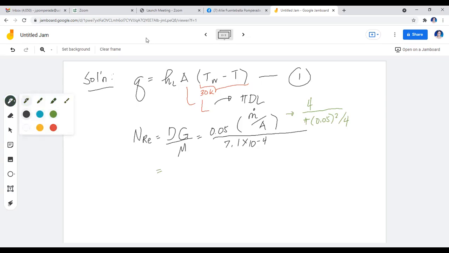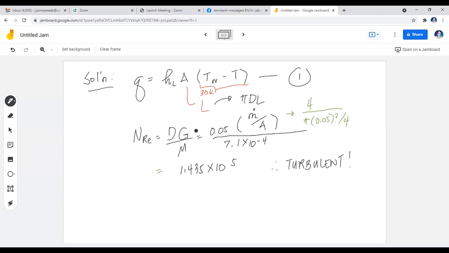So your Reynolds number here is 1.435 times 10 raised to 5. True to the introductory discussion, liquid metals are always used when flow is turbulent, and it was expected that the flow would really be turbulent. With this Reynolds number, we can conclude that it is really turbulent flow. So if it's turbulent flow, then you can use the formula that was shared in the slide a while ago.